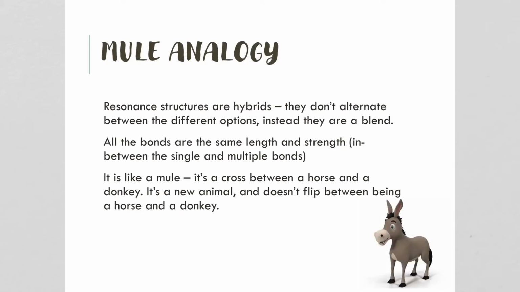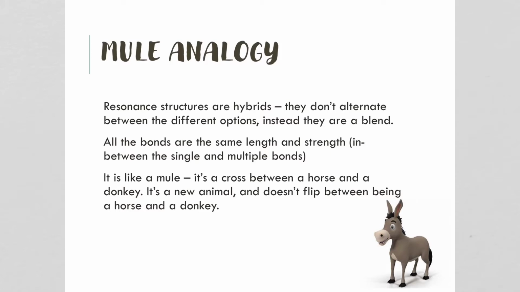However, resonance structures are special. The double bond doesn't rotate like we are imagining. They're actually hybrids, so they don't alternate between the different options. Instead, they become a blend of the options. So all of the bonds will be the same length and strength, instead of having a double bond in one position and the two single bonds for carbonate as we just looked at. So they'll actually have a bond length and strength in between the single and the multiple bond. We'll look at an example of that in a little bit.